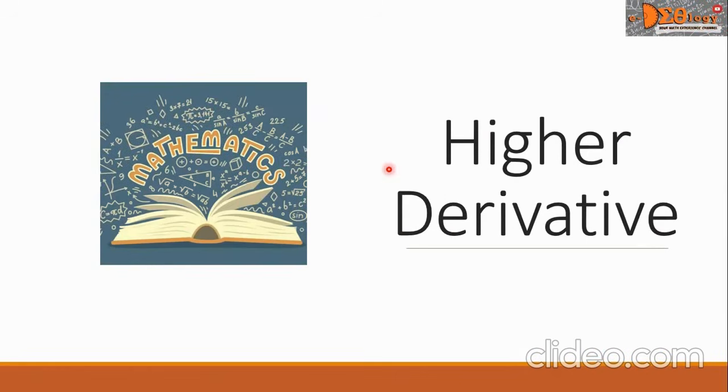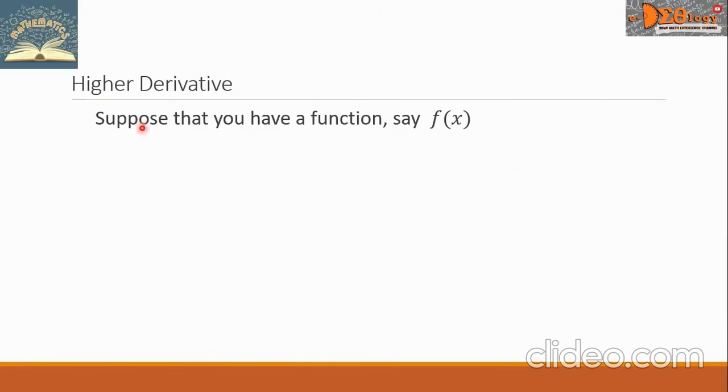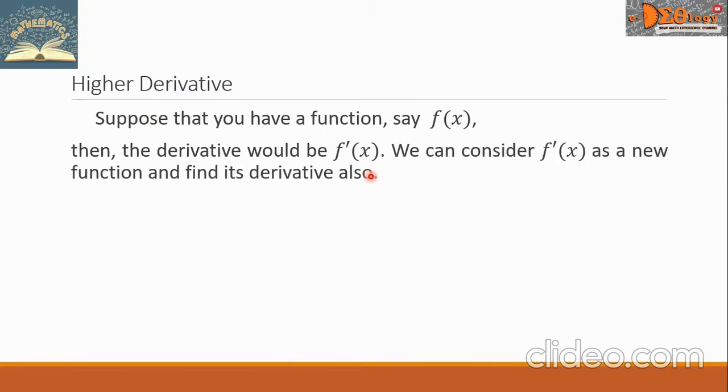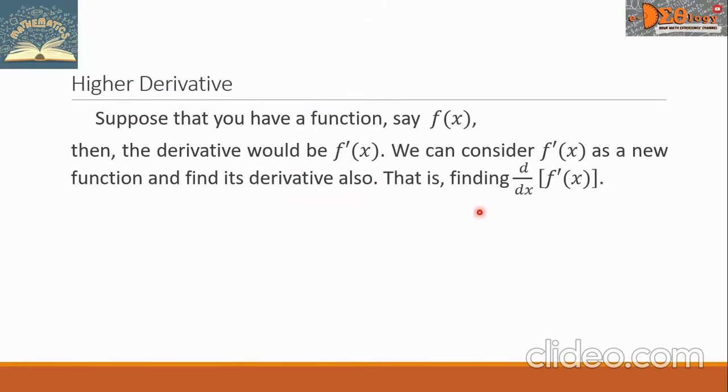Today we're going to study higher derivatives. Suppose that you have a function, say f of x. Then the derivative would be f prime of x. We can consider f prime of x as a new function and find its derivative also. That is finding d over dx of f prime of x.